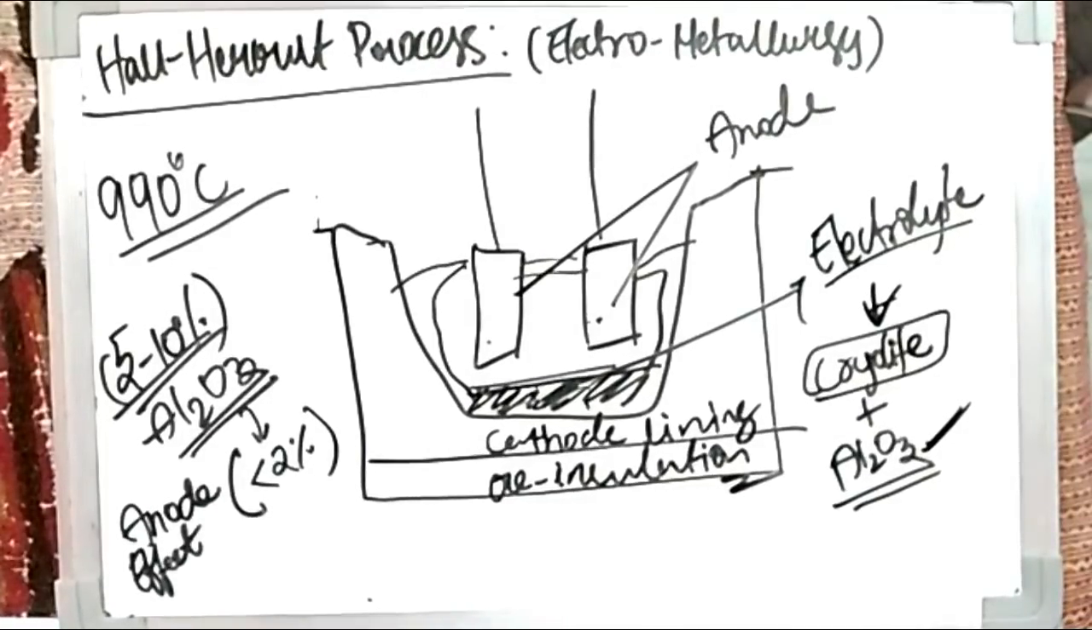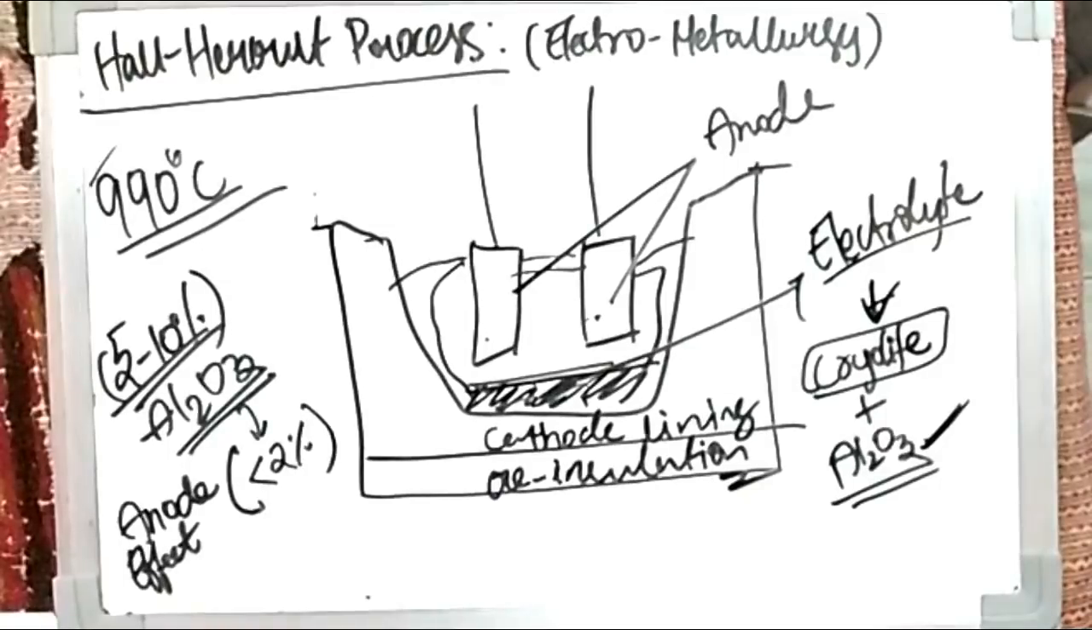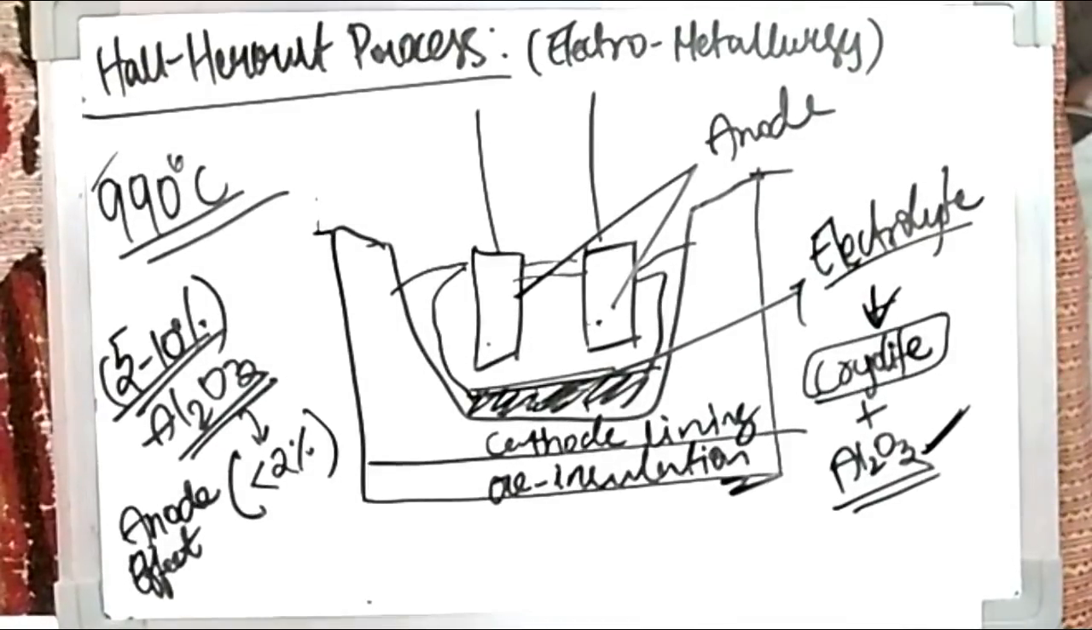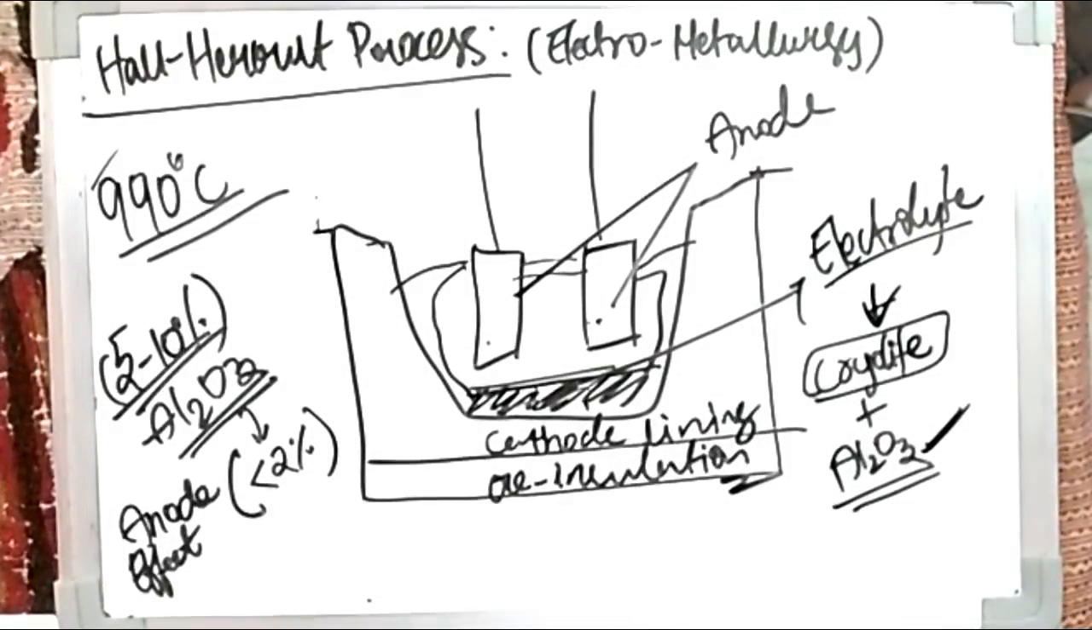Okay, and along with cryolite, why do we add cryolite? It is to reduce the temperature. As I already said, the temperature is 990 degrees. But if you consider the melting point of Al2O3, as I already said at the beginning of the video, it is about 2000 degrees Celsius, more than 2040 degrees Celsius. So that is why cryolite is used.